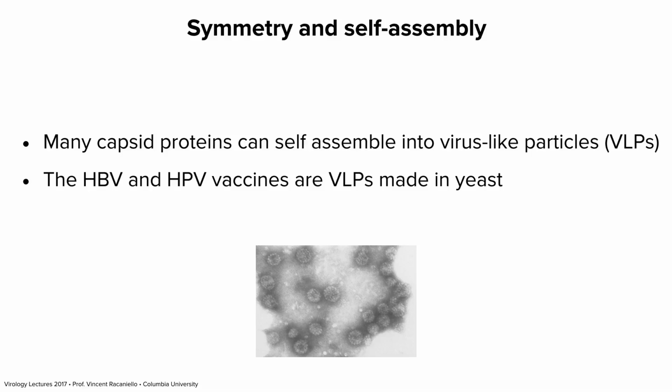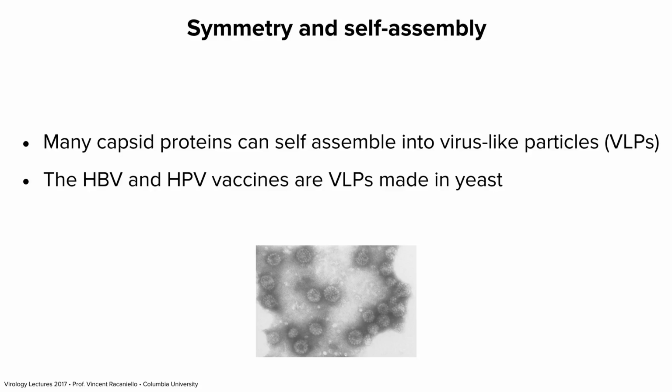These rules allow you to make self-assembling virus particles, whether it's in an infected cell or in the production of vaccines. We have two vaccines that we'll talk about later, hepatitis B virus and human papillomavirus vaccines. These are licensed human vaccines. These are produced simply by making the viral capsid protein in cells, in insect cells or yeast, and they self-assemble.